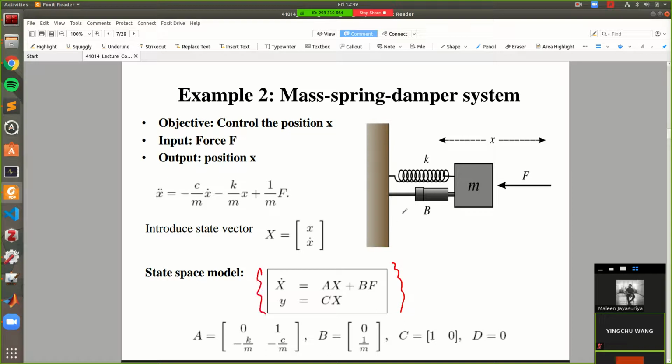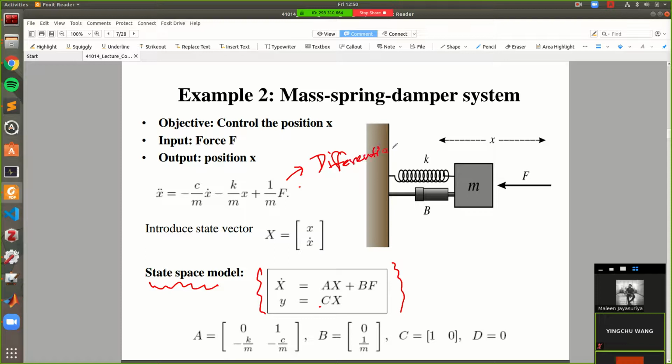Yep. So for each system, this model will be different. The A matrix and the B matrix and the C matrix will be different, but the structure, like Ax plus Bu, will be the same. So this structure is what we call the state space model. So basically what we do is we convert. So what is this? This is a differential equation.